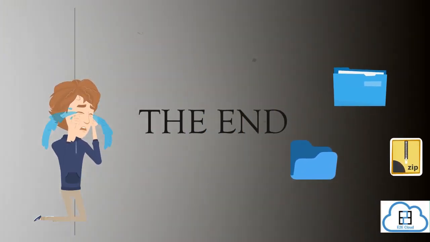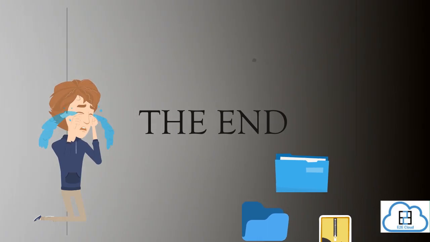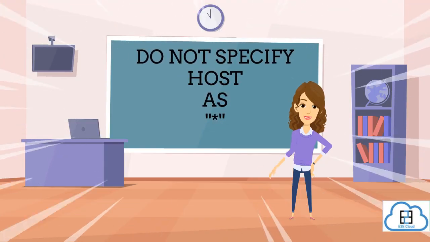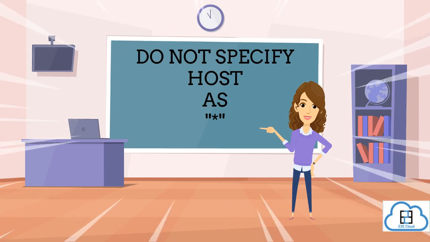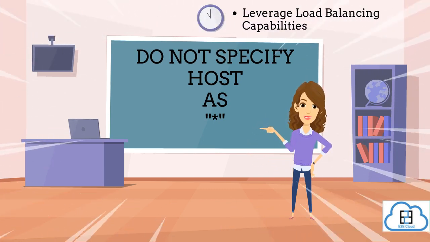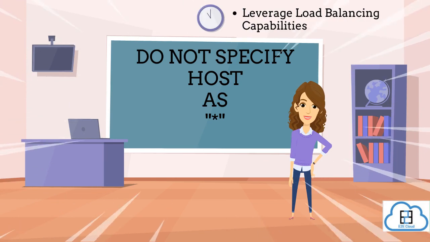issues. If you forward the entire traffic of the cluster to one single container, eventually the load will take the whole container down. So, the lesson learned here is to prevent the user from specifying the host as *. When configuring Ingress rules, you should instead leverage the load balancing capabilities of Kubernetes to ensure high application availability.